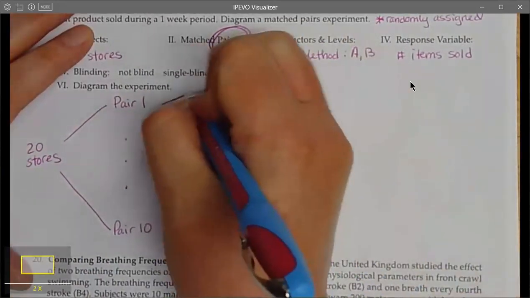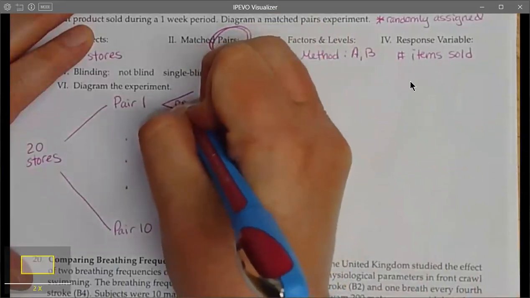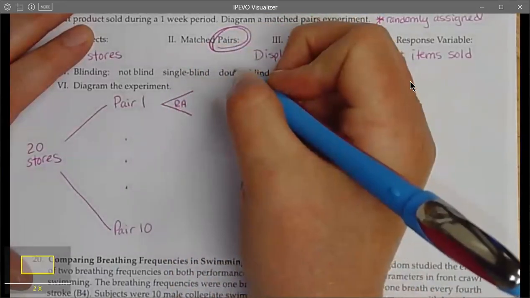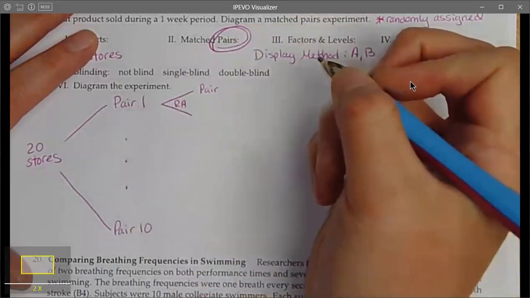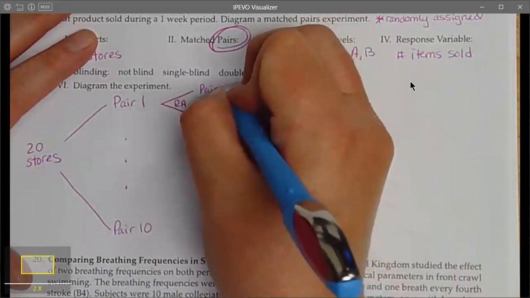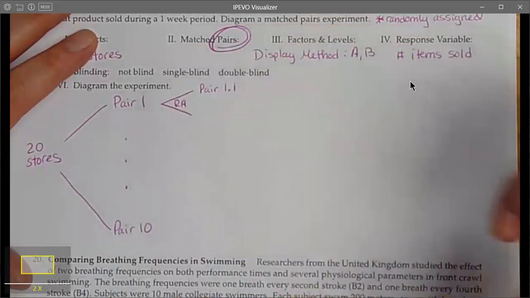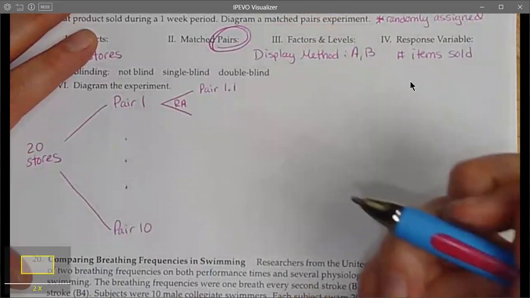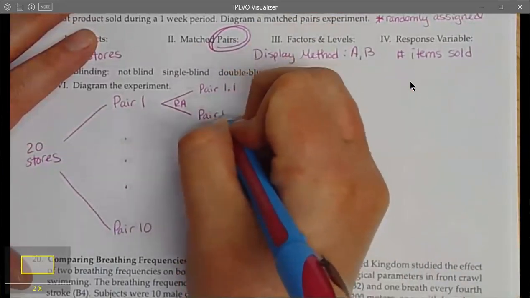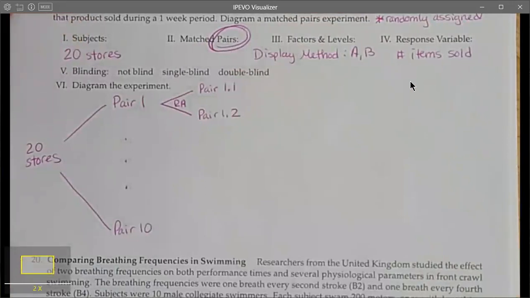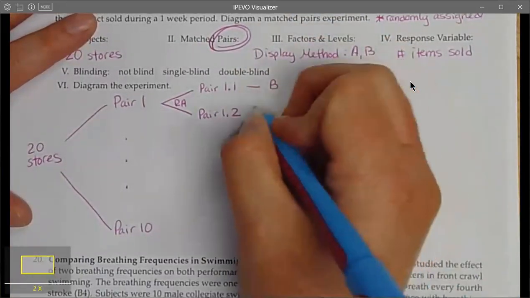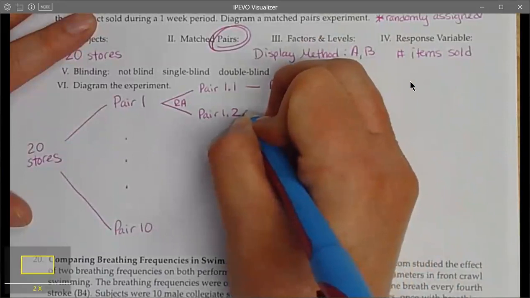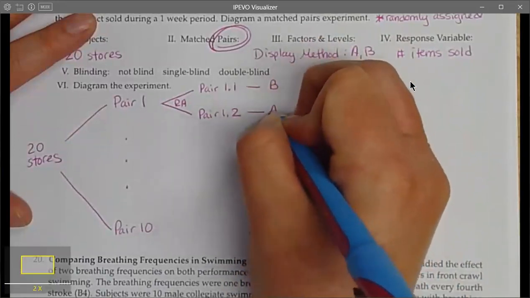Then I am going to randomly assign them out to get either treatment A or treatment B. And what I need to do is identify which member of the pair is getting which treatment. So I'll call this pair 1.1. So whatever was the first store I pulled out of the hat for that pair. And then the other one would be pair 1.2. So the second store out of that pairing. You're welcome to use whatever kind of naming convention you would like there. And then they randomly get assigned. So maybe pair 1.1 got display B, and the other part of that pairing got display A.